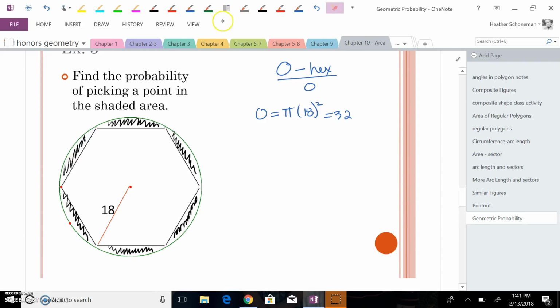Oops, got the 4. This needs to be a decimal, so take 324 times the pi button, and we get 1017.88.